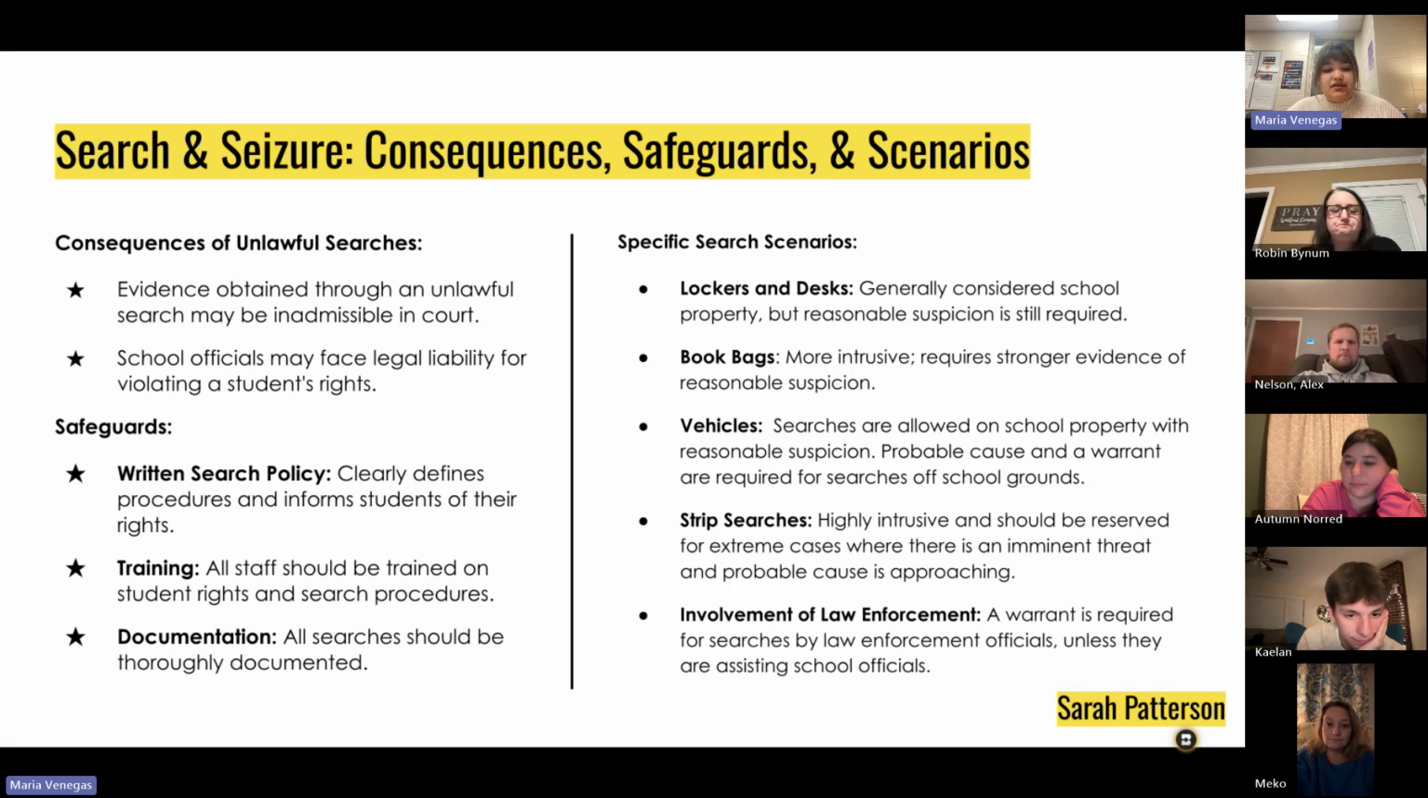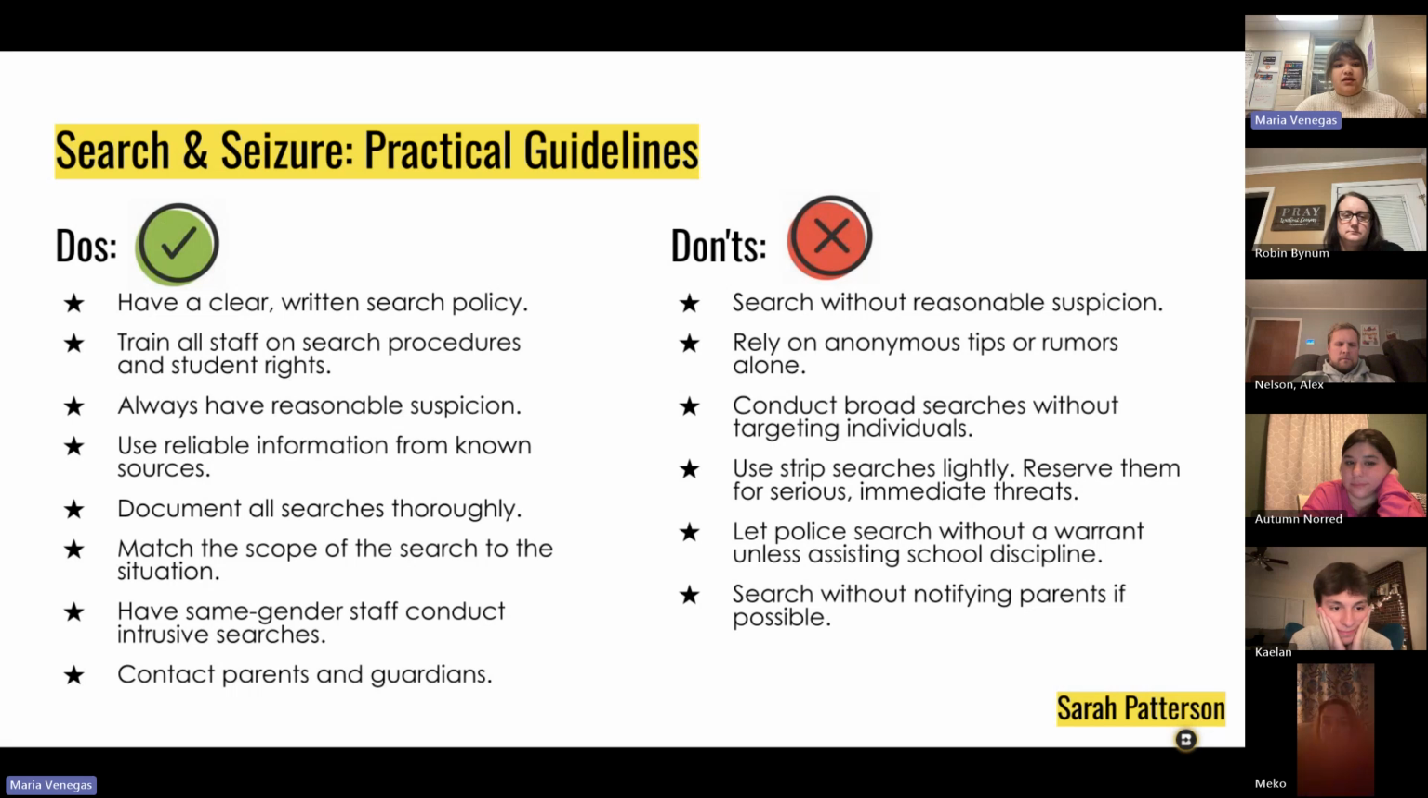In specific scenarios, including desks, lockers, backpacks, student cars, and strip searches, there must always be reasonable suspicion, but some searches require the threat of immediate danger. So, the do's and don'ts listed here summarize all the key points related to search and seizure. Just always remember that any search must be based on reasonable and specific suspicion.